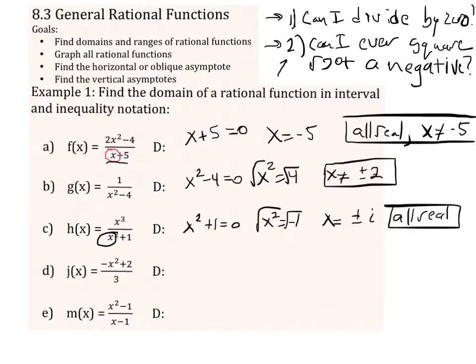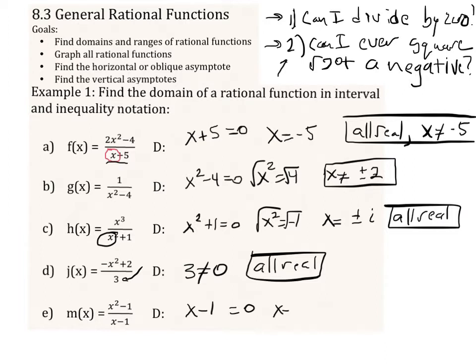Alright? Same thing here. There is no variable in the denominator. There's no x, there's no y, there's nothing. There's just a constant of 3. So there's nothing, like 3 could never equal 0. Ever. So again, all real numbers is my domain. And then lastly, just a quick one, x minus 1 equals 0, so x equals 1. So x can't equal 1. Alright? And this is going to lead into other ideas, but it's an important skill.